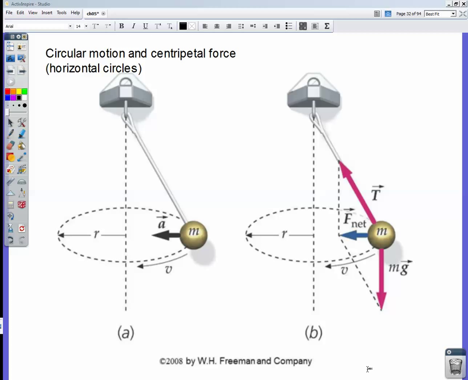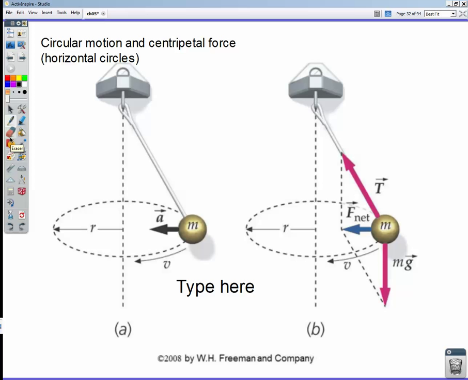So here we've got something that's moving in a horizontal circle. You can consider it like a tether ball, basically. And he's going around and around in a circle with velocity v. And as we talked about in a previous chapter, his velocity is changing all the time. So since the ball's velocity is changing all the time, that means that he has an acceleration. And the acceleration is going straight in towards the center of the circle of rotation.